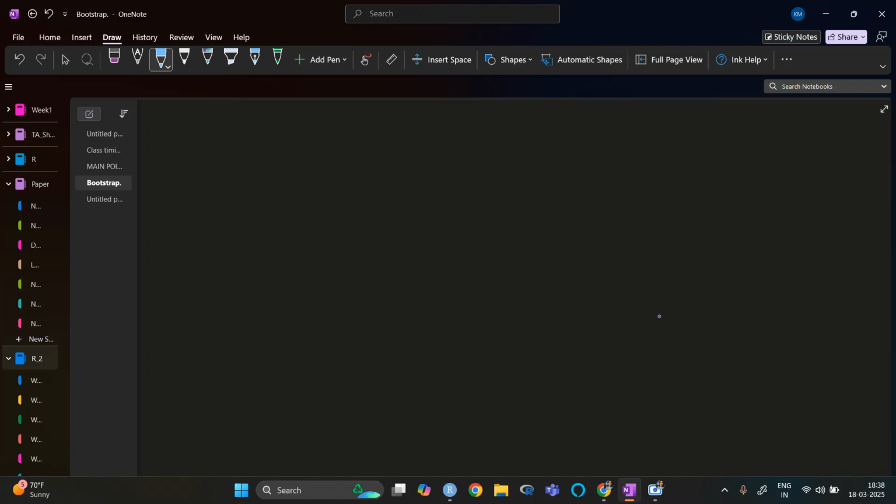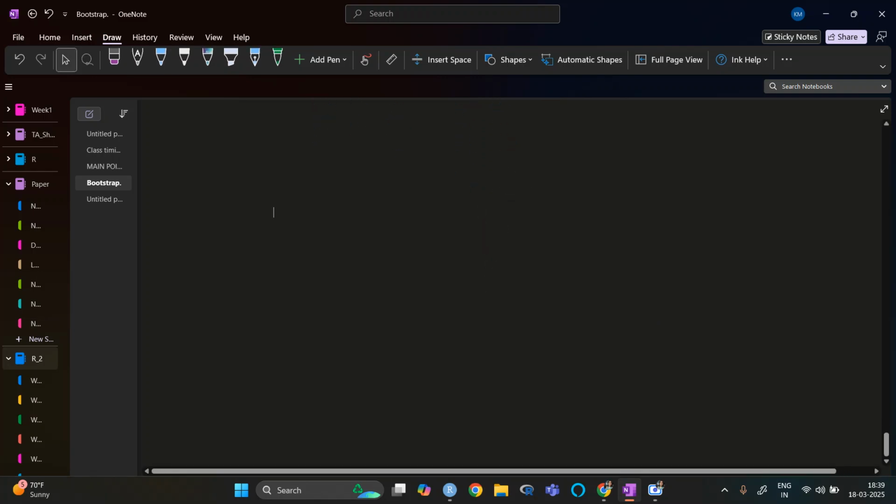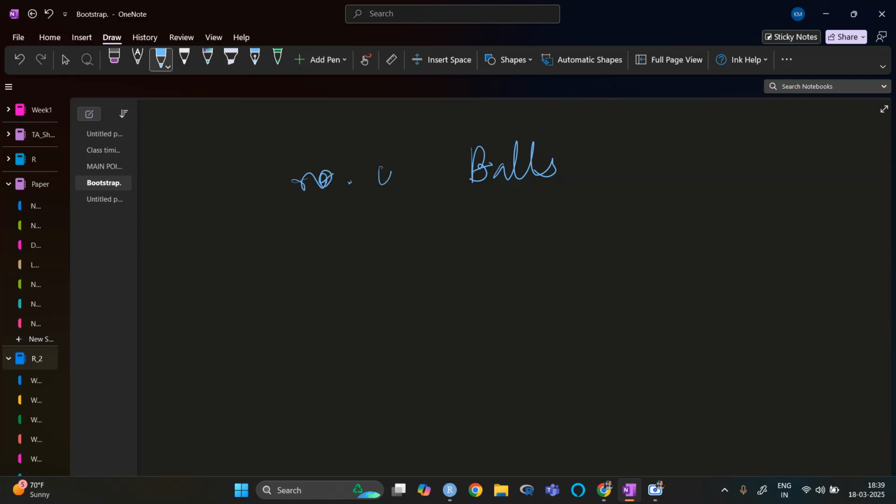We can go for a cricket match. So number of players and runs made. Runs will depend on the number of balls they batted. Yeah, number of balls they played, and runs scored.